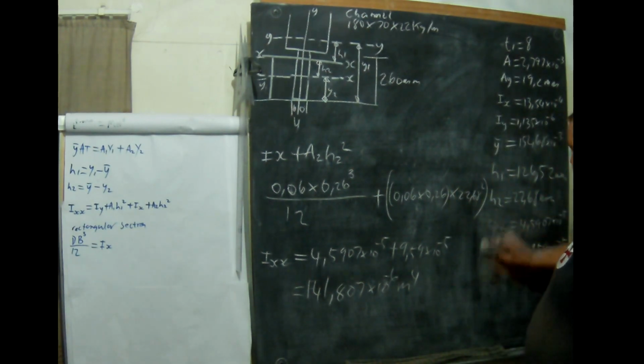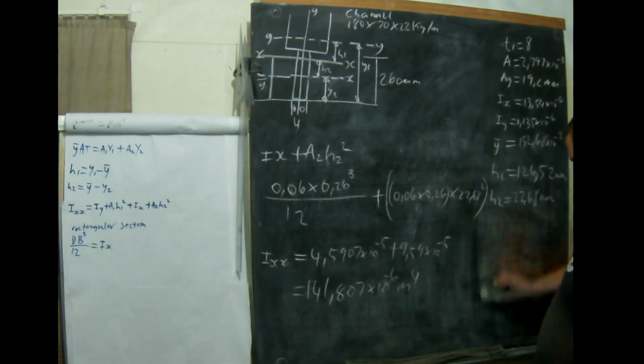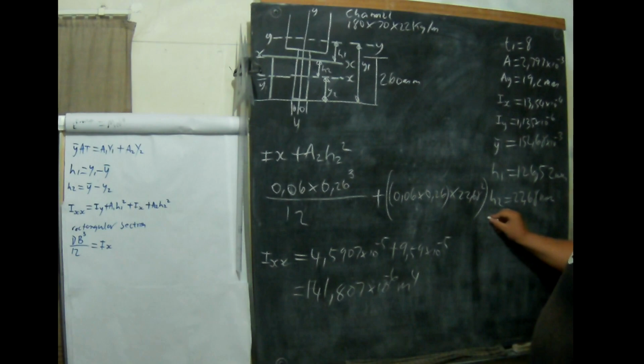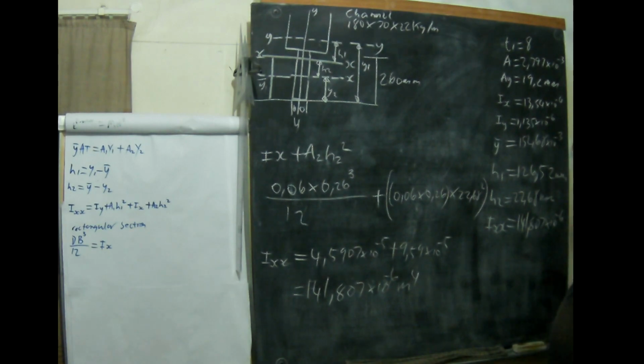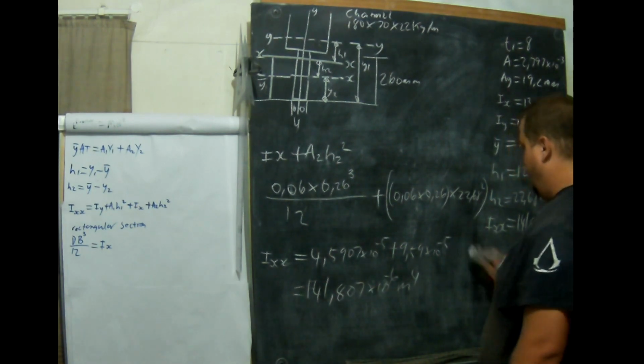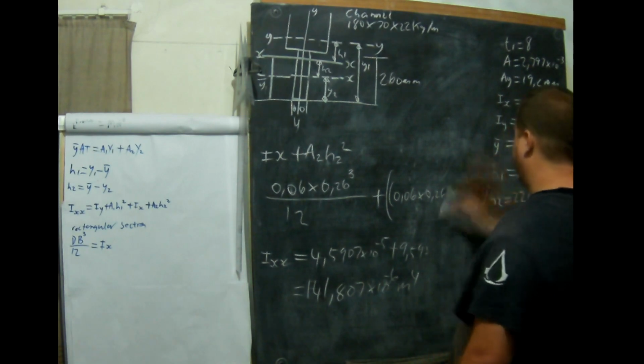Okay, so let's erase these two here because we don't need them anymore. And Ixx was 141,807 times 10 to the minus 6. Now let's erase.